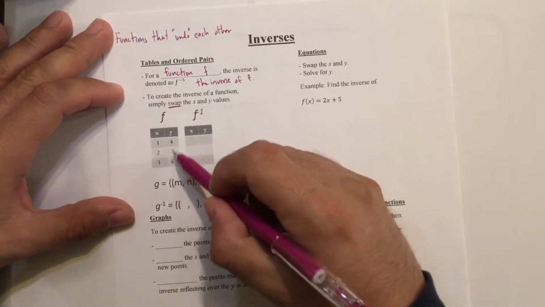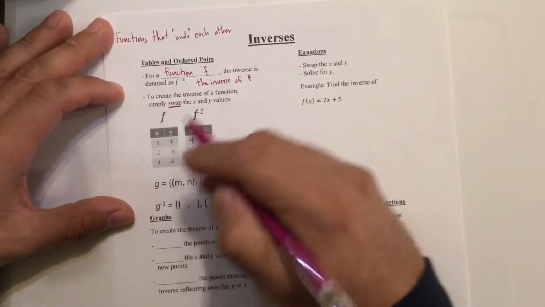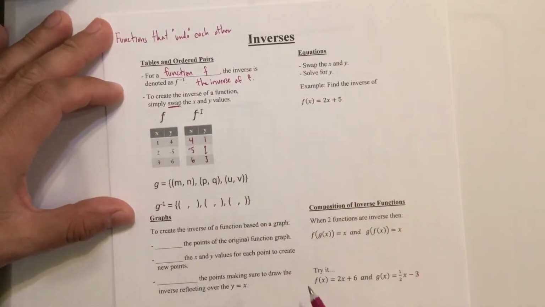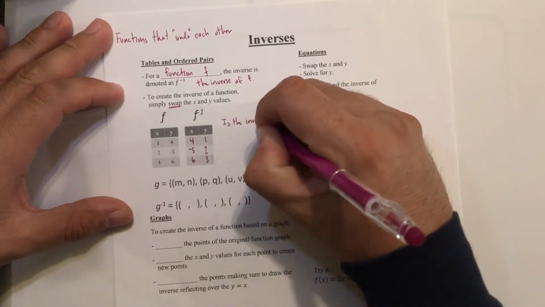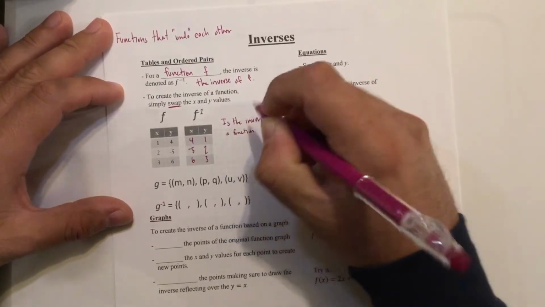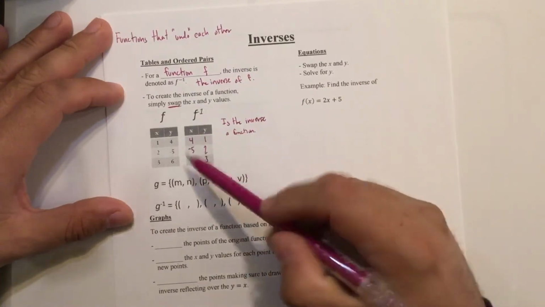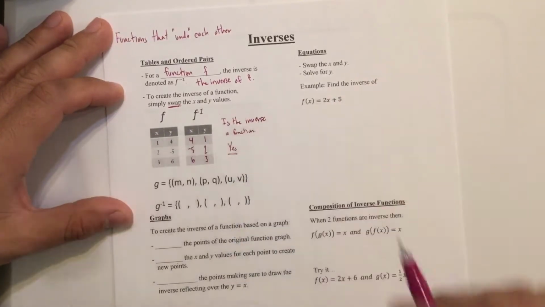So our y values, 4, negative 5, 6, become our new x values. And our x values become our new y values. And you can see we switch the x's and the y's. Now, one question that you'll usually get is, is the inverse a function? And in this case, all we're going to look at is the x values, right? So if we look at the x values, we have 4, negative 5, and positive 6. None of them repeat, so yes, it is a function.